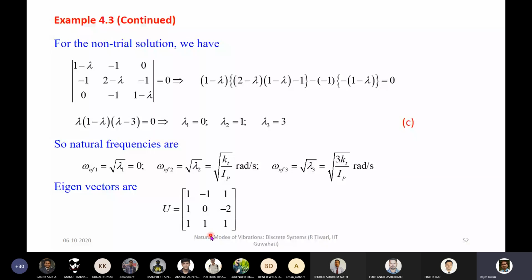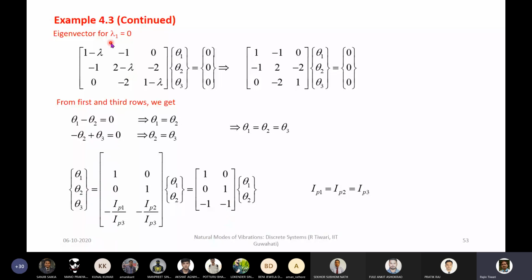I'll give one case here. So the eigenvector for, let us say, the 0 natural frequency first. This is the eigenvalue problem in which I'm putting lambda 1, which is 0. So if we put lambda 0, I'll get this. Now, because there are three equations and 3 unknowns, and they are homogeneous, we cannot solve them uniquely. But again, we'll try to find the relative displacements of these.